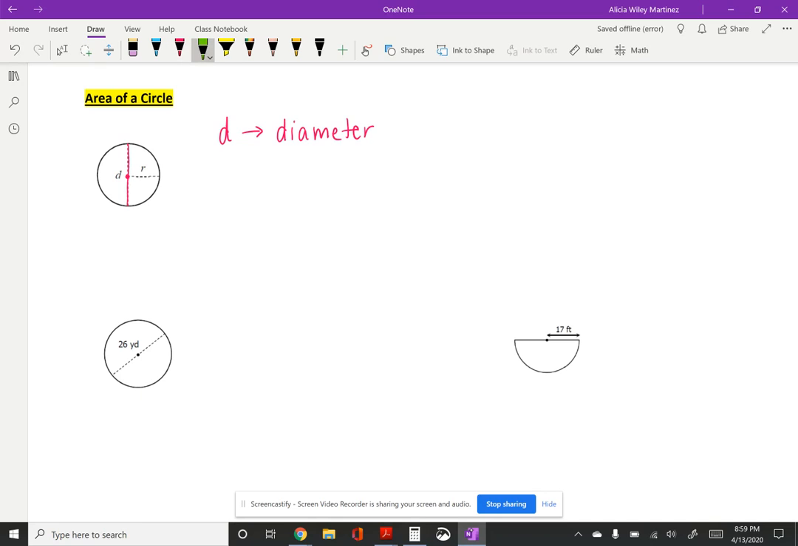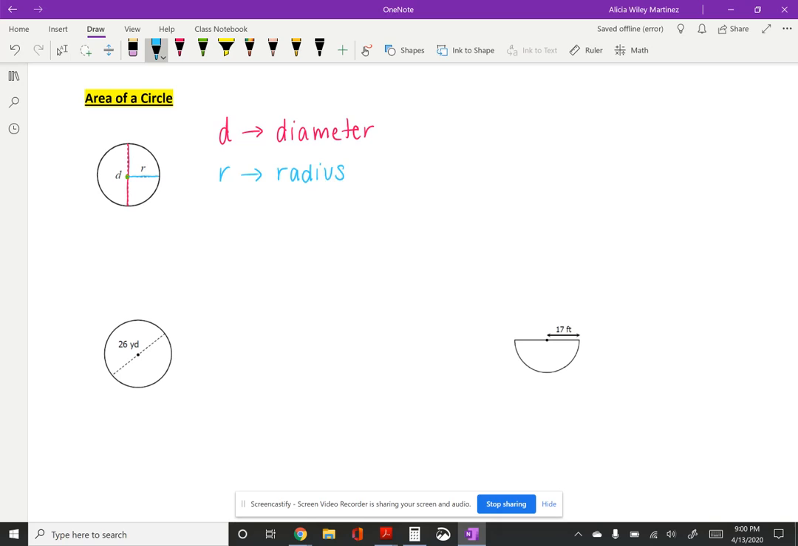Now the other item that you will see labeled goes from the center to the edge of the circle, right? And that's labeled with an R, the R standing for radius.